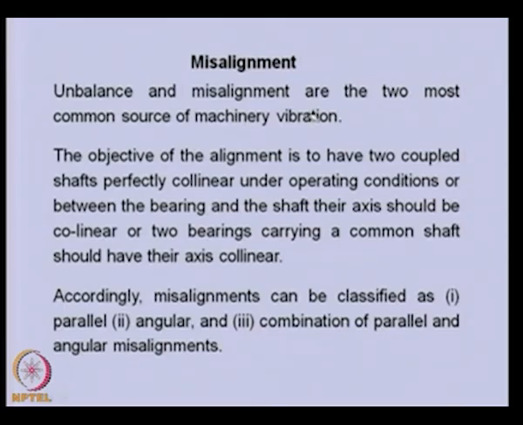vibration in the machinery. Objective of the alignment is to have two coupled shafts perfectly collinear under operating condition, or between the bearing and the shaft their axis should be collinear, or the two bearings carrying a common shaft should have their axis collinear. So, this is the condition of perfect alignment, but if it deviates then we will be having misalignment in the system, in the rotating components. Accordingly, misalignment can be classified as parallel, angular, or a combination of parallel and angular misalignments.